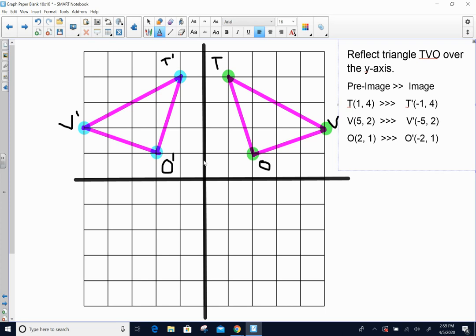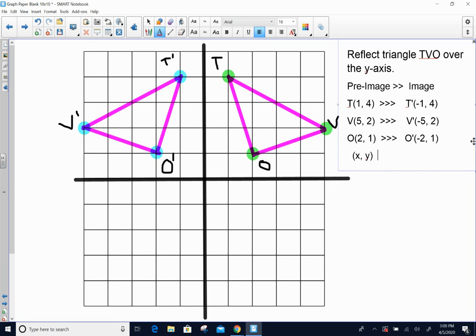So let's see how we would write this as a math sentence, okay? I want to look and see how my ordered pairs changed. How did my x change or how did my y change? All right, we started with an x and we started with a y.